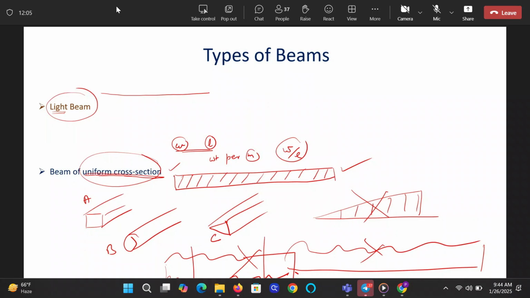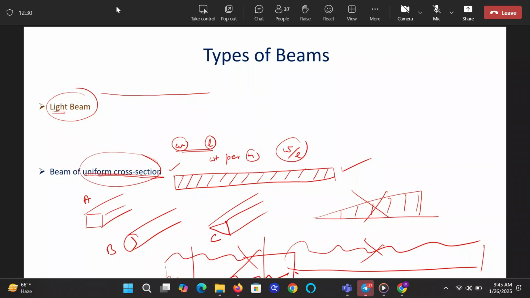It should not send you a message that there are only two types of beams in the world. No, there can be different beams, but we will be dealing with only two types, either a light beam or a beam of uniform cross section. Any questions on types of beams and how they would be represented in the diagram? Is that clear? Yes, sir.